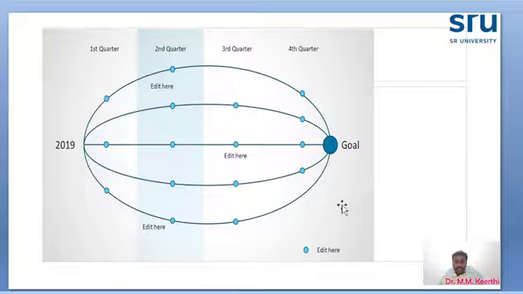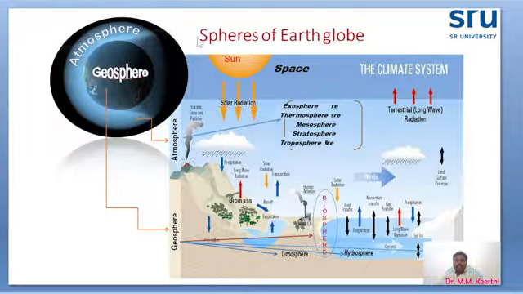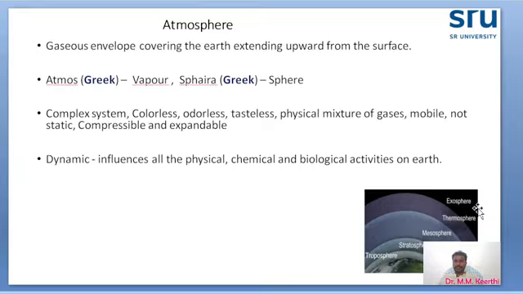You see, this is the elliptical shape of the spheres of the Earth. What are the spheres of the Earth globe? I already told this. You see here, the geosphere, the Earth portion, and where the gaseous portions are there, this is the atmosphere. Here, rocks are there, so this area is the lithosphere. Water is there, the hydrosphere. Ice crystals are there, the cryosphere. First, we are going to discuss the atmosphere in detail.